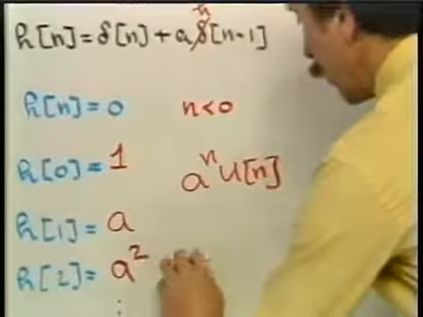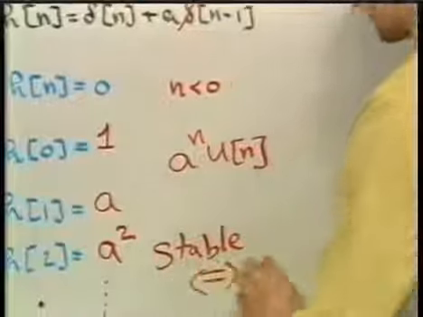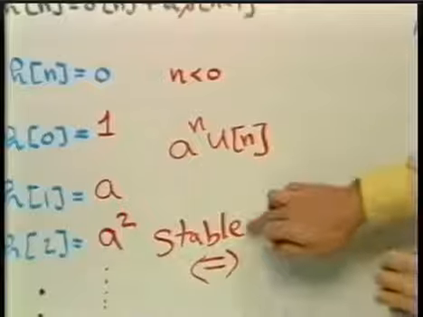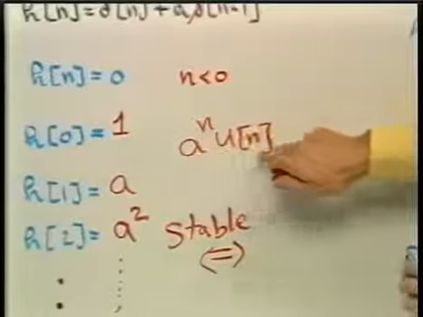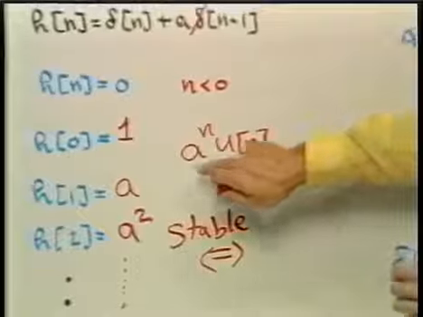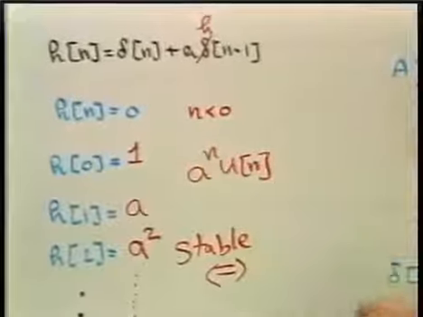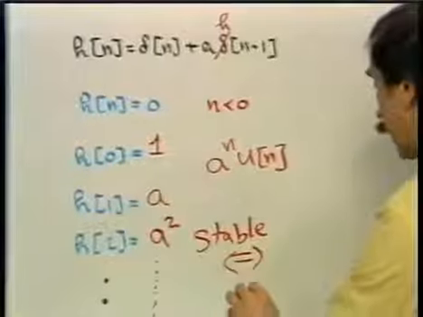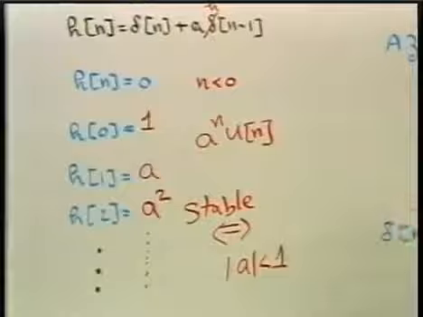And we also can recognize then that this corresponds to a stable system if and only if the impulse response, which is what we've just figured out, is absolutely summable, and what that will require is that the magnitude of a be less than 1.